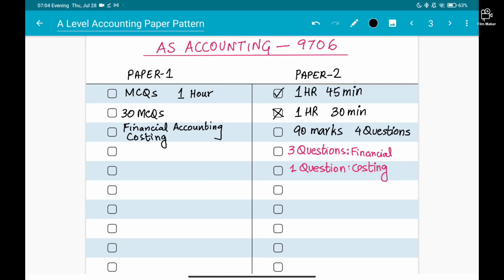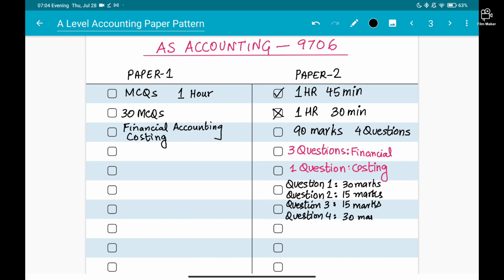So question number 1 in paper 2 is of 30 marks, which is based on financial, and it can come on any of the topics: sole trader, partnership, company, or suspense account errors. Question number 2 and 3 are both of 15 marks. And then question number 4 is again of 30 marks, which makes a total of 90 marks, students. Hope everyone understands this.